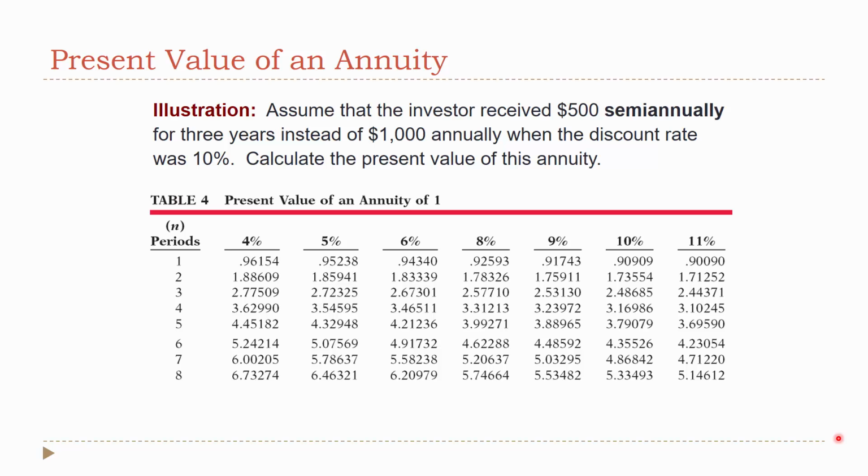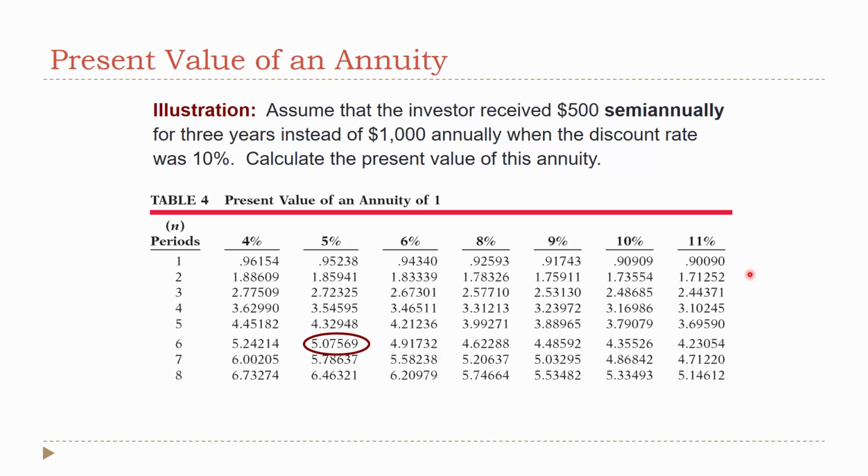Okay, here's another example. In this example it says, assume that the investor received $500 semi-annually for 3 years instead of $1,000 annually. So now we're having discounting and we're going to have our compounding happening twice a year. So for this annuity, our interest rate was 10%, but the 10% is an annual rate. So when we're calculating this, because it's happening twice a year, we're getting 5% 2 times.